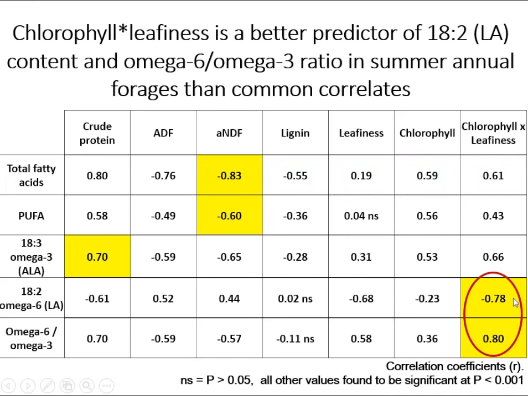And then my computed measure, where I combined my measure of chlorophyll and leafiness, has a pretty strong negative correlation with linoleic acid. That's your omega-6. So as you have more dark green and a higher amount of leafiness, or maybe that's better said as more dark green and less stem relative to the entire plant, you're going to have less of this omega-6 on a percentage basis of your total fatty acids.